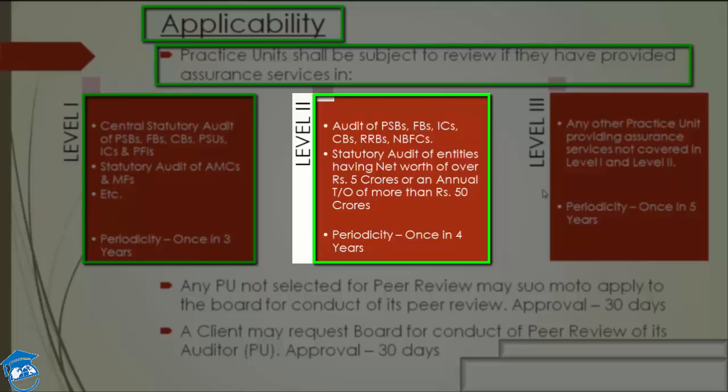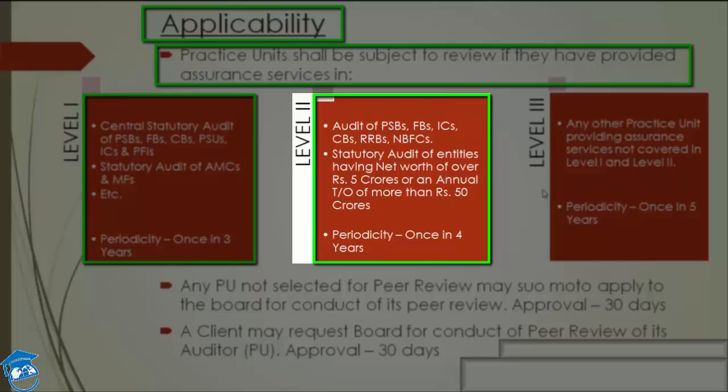What will happen to level 2 practice units applicability? In that case, peer review will be done once in every 4 years. If I talk about level 1, peer review is going to happen once in 3 years. In case of level 2, it's going to happen once in 4 years.